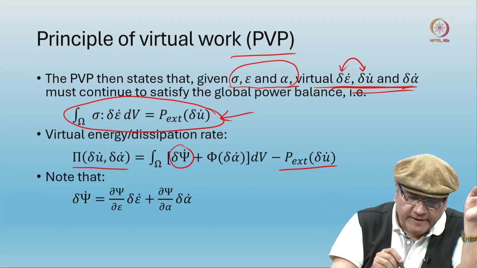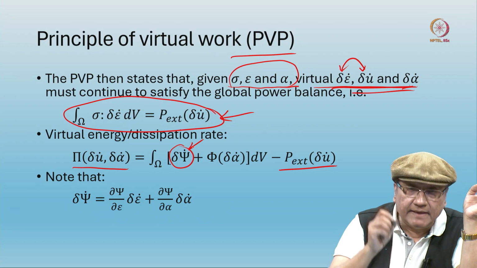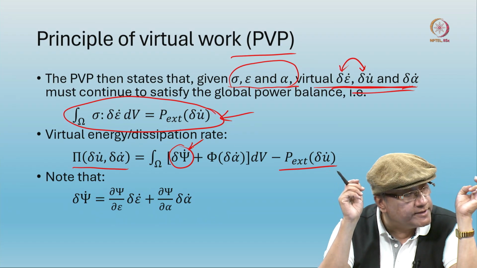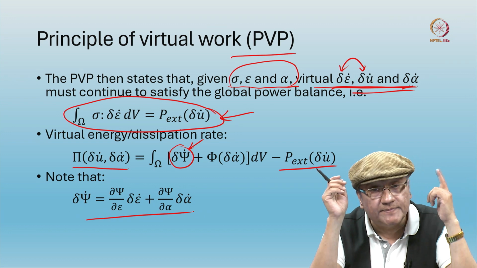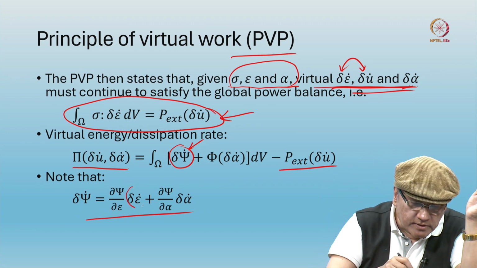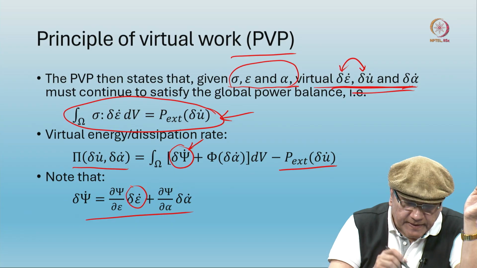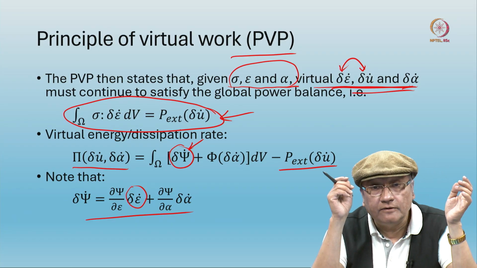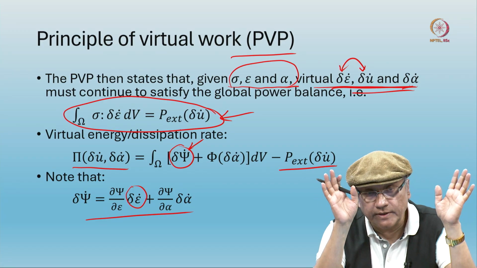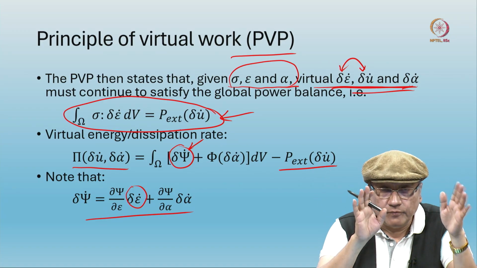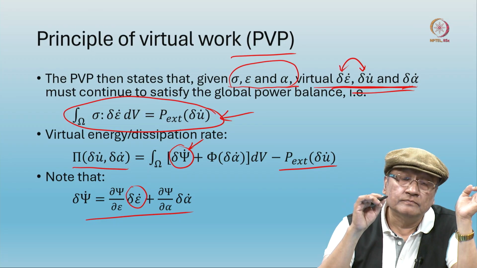Now, first let us deal with this term delta psi dot, virtual variation of psi dot, that is equal to del psi by del epsilon, virtual variation of epsilon dot plus del psi by del alpha, virtual variation of alpha dot. This you remember, okay. This is hopefully clear to you, right.